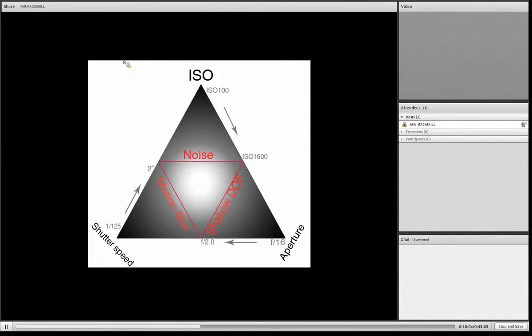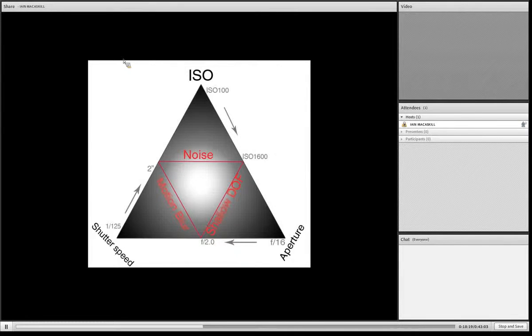This affects one thing, and that's the depth of field. And depth of field is the field in which your image appears to be in focus. I won't go into much detail on that. And you have ISO there at the top of the triangle.